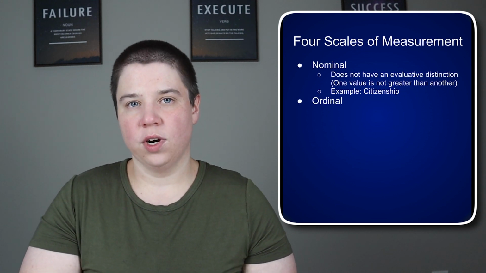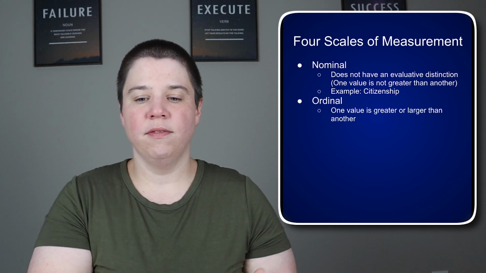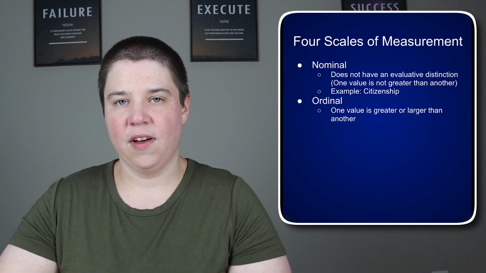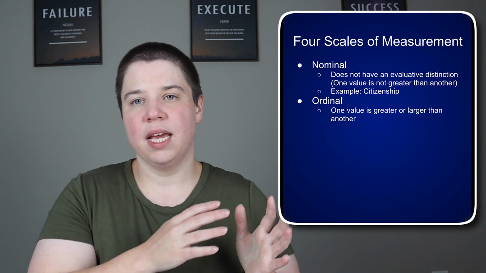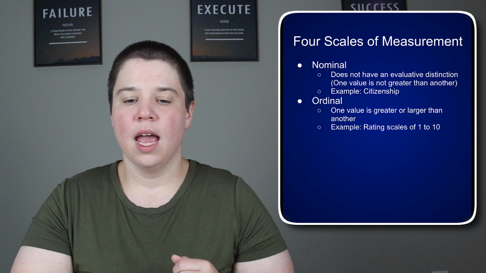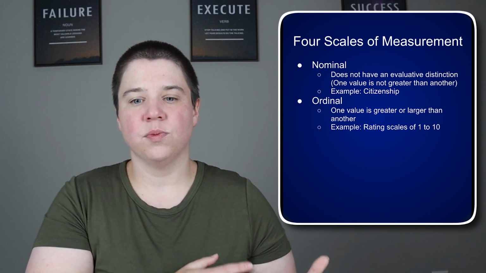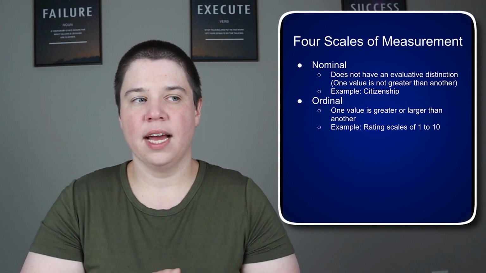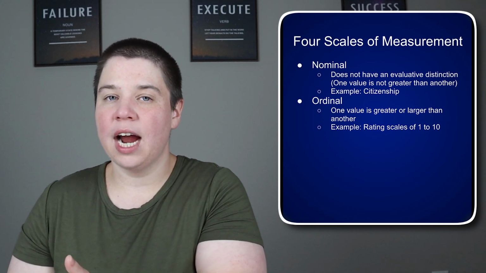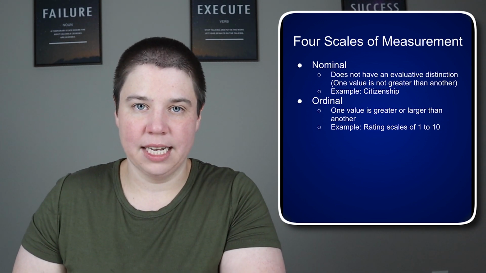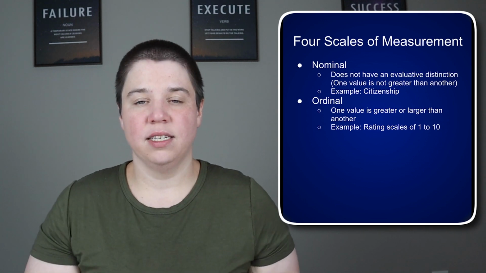The next level is ordinal. And so ordinal means that one value is greater or larger than another value. Essentially, there's actually an evaluative distinction between being a 0 versus being a 1. And so an example of this is rating scales from 1 to 10. So if I say rate your pain from 1 to 10, if you say you're a 9, that means you're having greater pain than someone who says that they're a 5, at least relative to them.